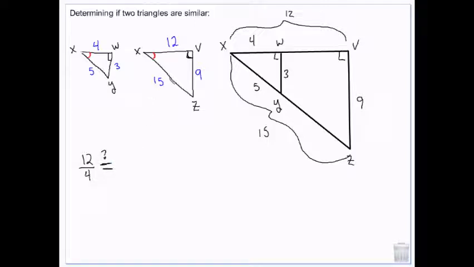Okay. 9 over 3. 15 over 5. Are these all equal? Well, that's 3. This is 3. This is 3. So they are all equal. So yes, the triangles are similar.